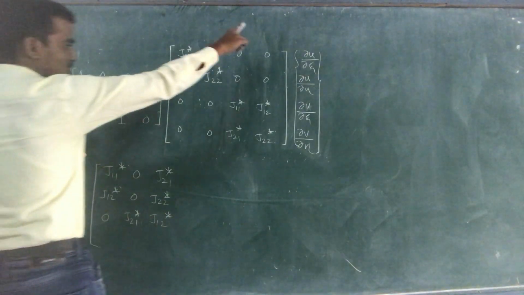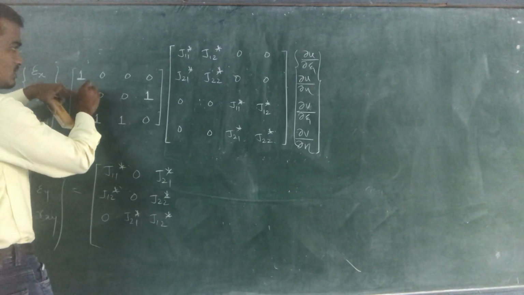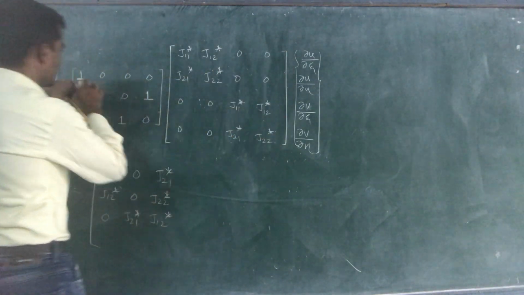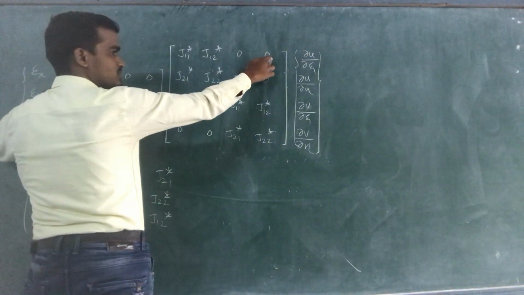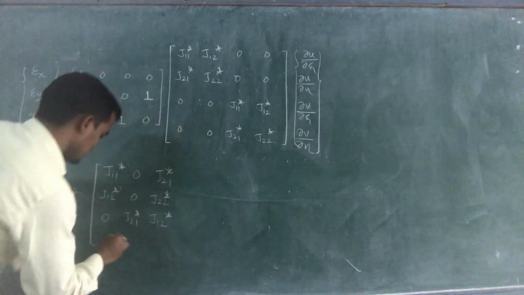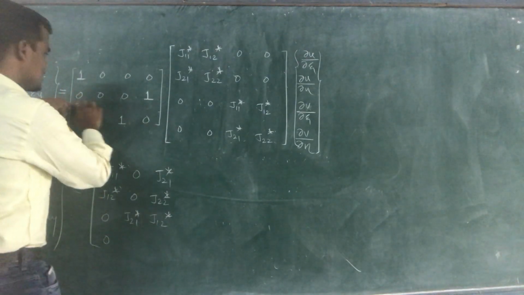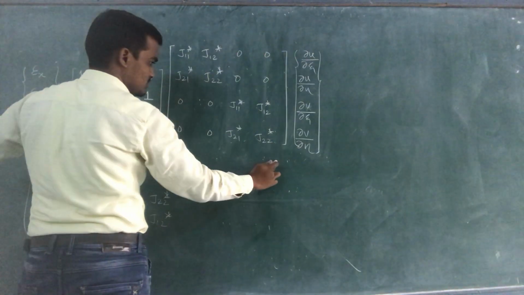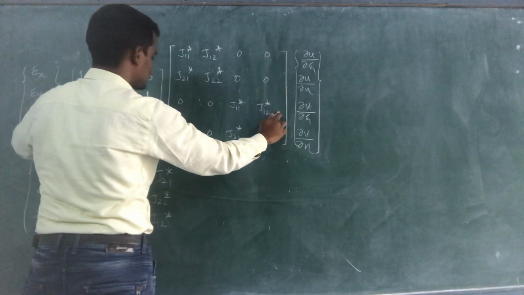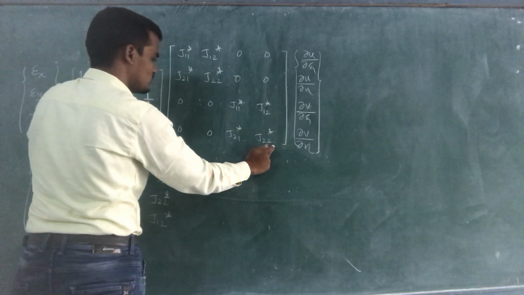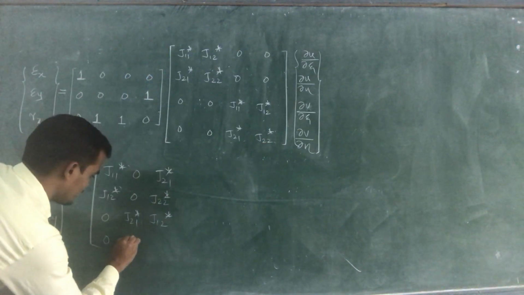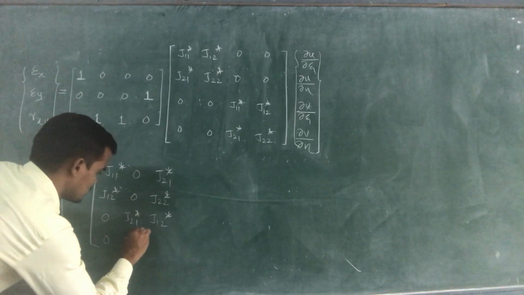And finally, to multiply this last column. So first row, 1 into this column. But 1 here is 1, but here is 0. So it will become 0. And other three terms also 0. So it will become 0. Second row into this last column. First three terms are 0, so it will become 0. So 1 into this, J22 star. 1 into J22 star will become J22 star.